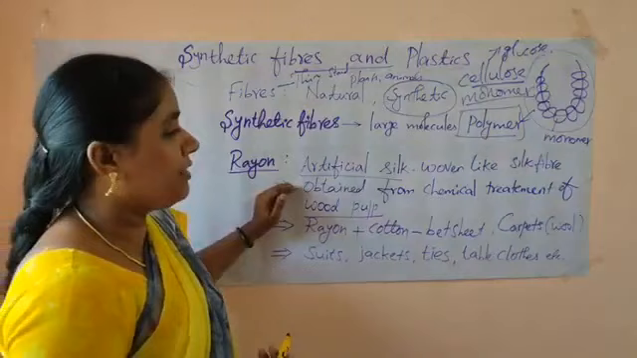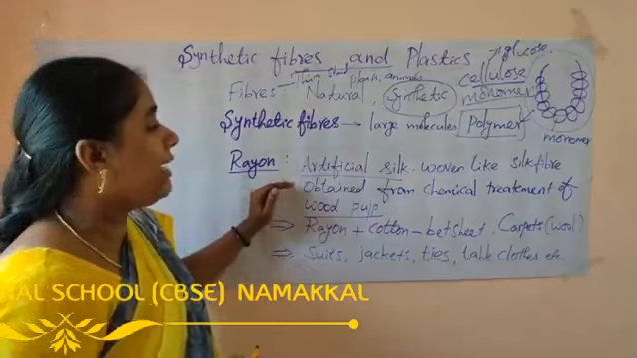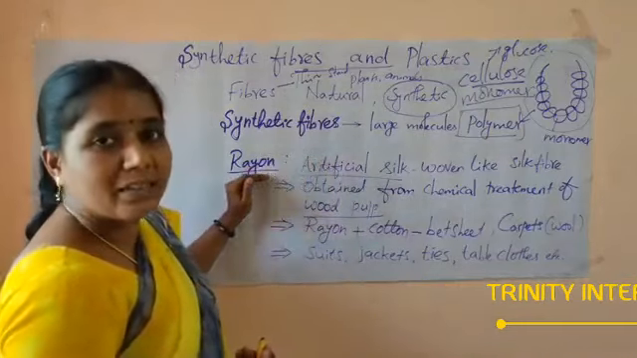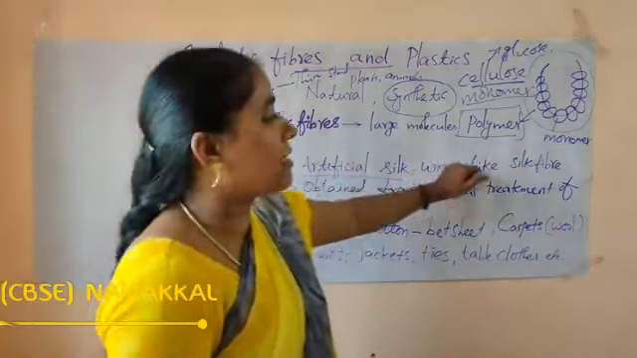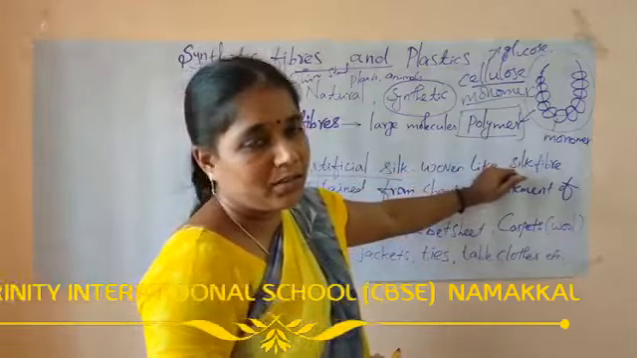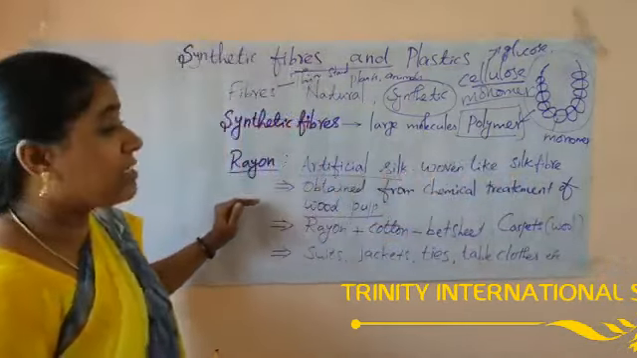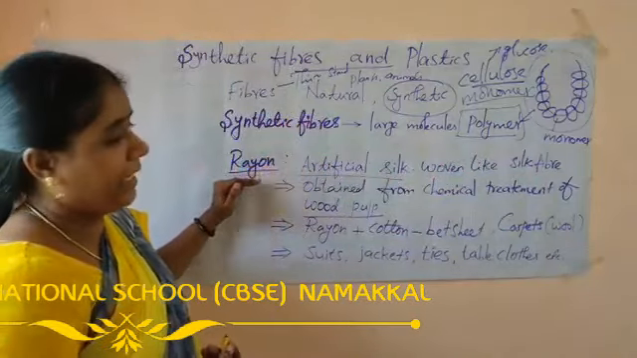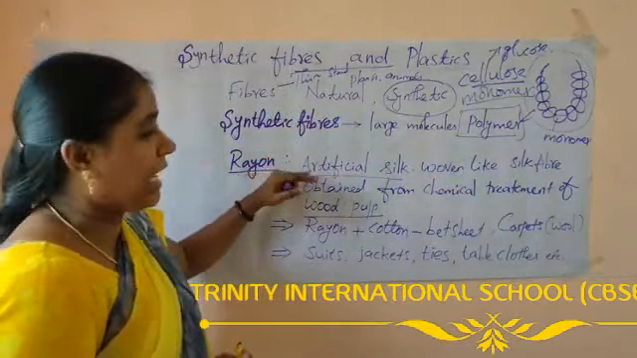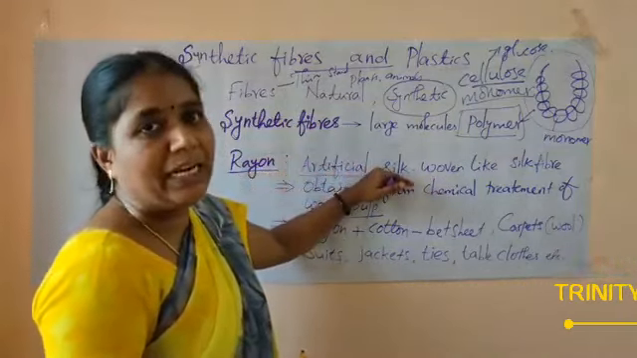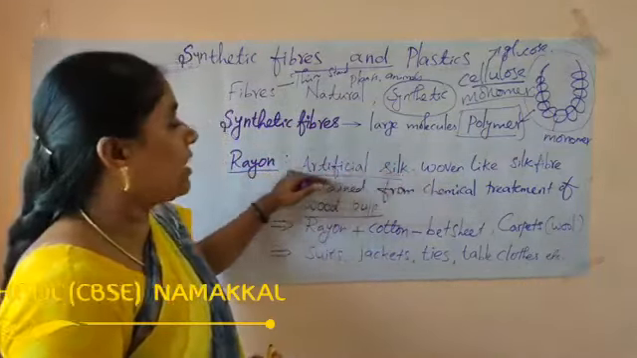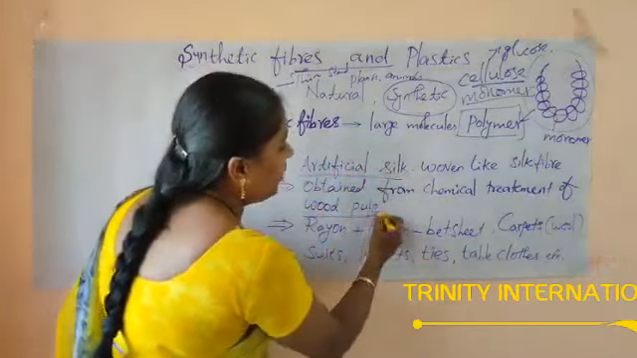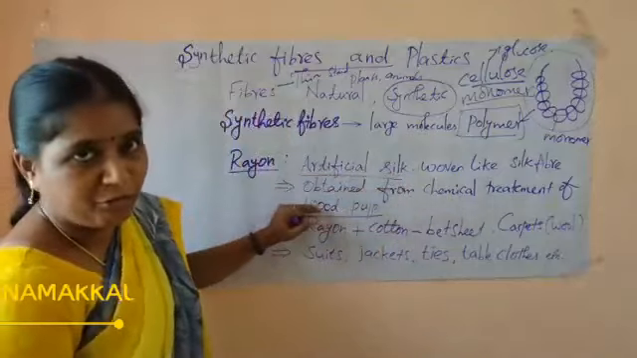Because of this, in the 19th century, scientists made artificial silk, that is, rayon. It is woven like silk fiber, with the same silk-like texture. This rayon is called artificial silk because it resembles silk. And mainly, as I said, it is obtained from chemical treatment of wood pulp.